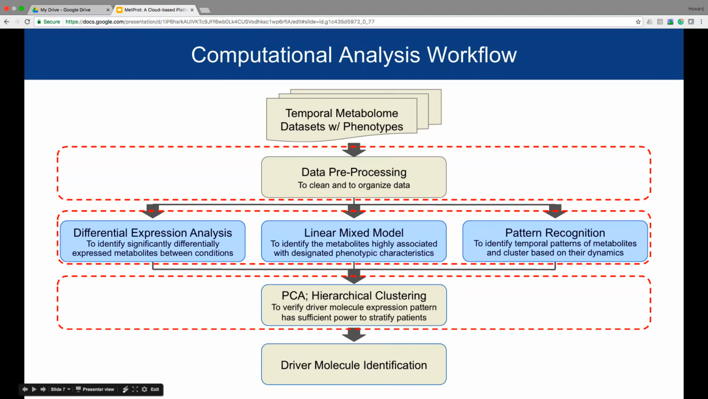And later, the metabolites that are detected and characterized by those 3 modules will be subjected to principal component analysis and hierarchical clustering to be visually verified. If the results indicate that the commonly detected molecules have sufficient power to stratify different conditions, those molecules will be considered as driver molecules.